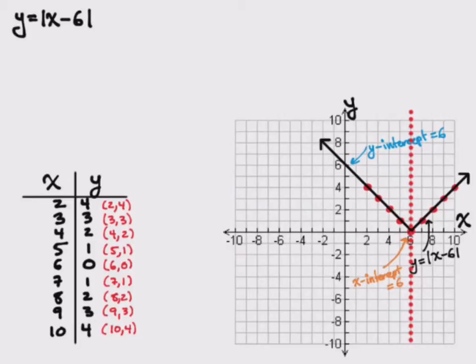And so we see we get another V-shaped graph. The y-intercept is 6, the x-intercept also happens to be 6, and this graph is moved 6 units to the right of our original y equals the absolute value of x graph. Of course, in this case, maybe you notice that it's smarter to center your inputs around 6 and then branch out from the x value of 6, both to the right and the left.